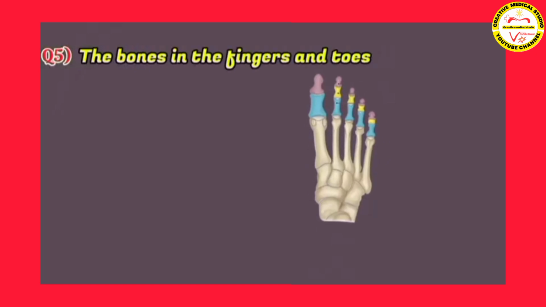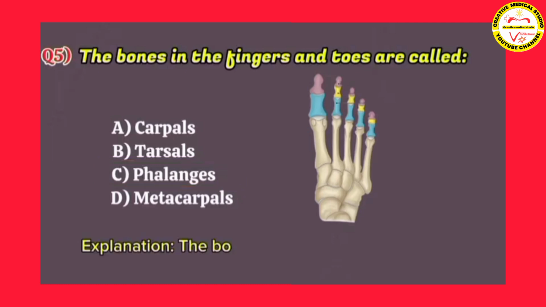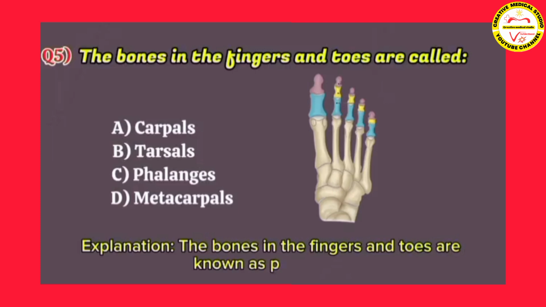The bones in the fingers and toes are called option A, B, C and D. The correct answer is option C, phalanges. Phalanges is called finger and toe bones. Explanation. The bones in the fingers and toes are known as phalanges.